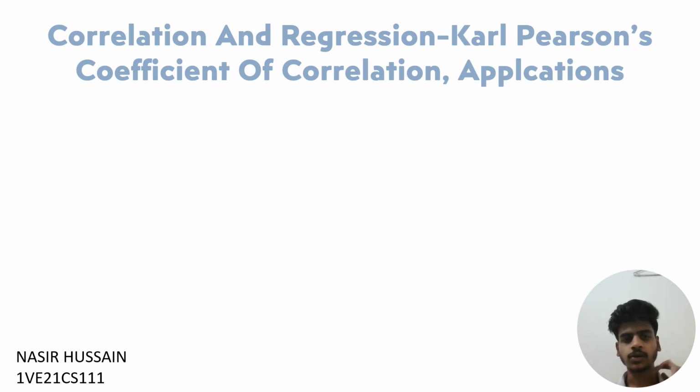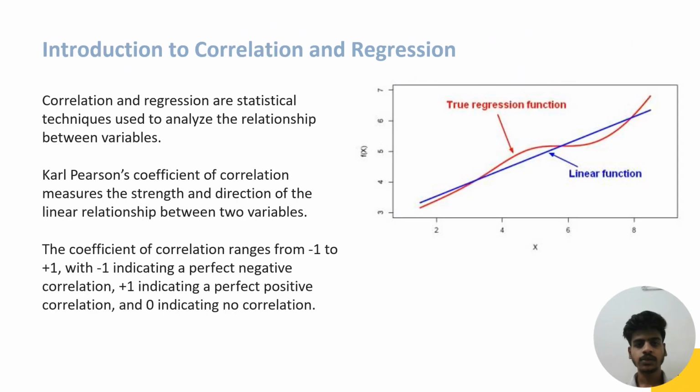Today I am going to talk about correlation and regression, Karl Pearson's coefficient of correlation and applications. Introduction to correlation and regression. Correlation and regression are statistical techniques used to analyze the relationship between variables.